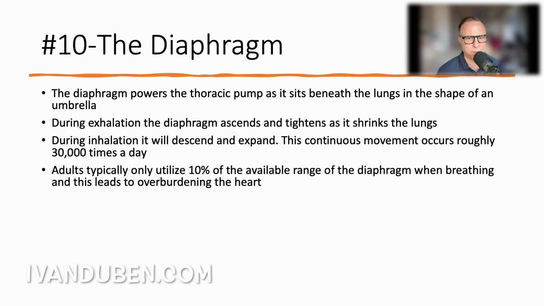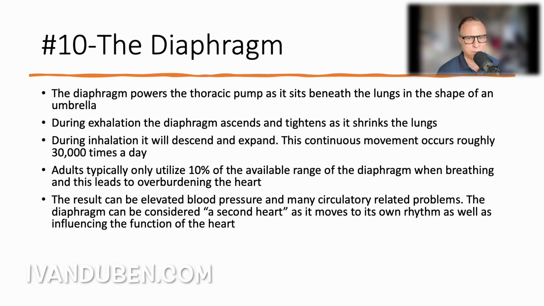Adults typically only utilize 10% of the available range of the diaphragm when breathing, and this leads to overburdening of the heart. The result can be elevated blood pressure and many circulatory related problems. The diaphragm can be considered a second heart as it moves to its own rhythm, as well as influencing the function of the heart.